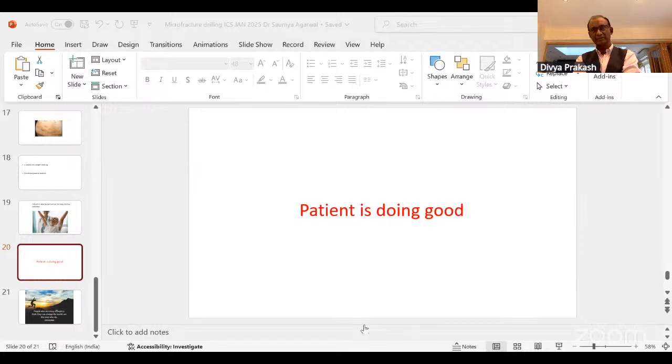So I've got very strong resistance to doing microfractures unless I feel that it has got all the right indications. Totally agree with Dr. Divya Prakash. I have stopped doing microfracture.